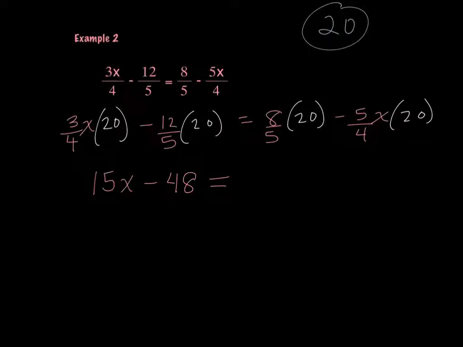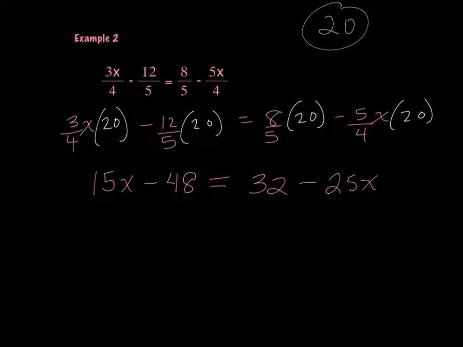Next, on the right-hand side, we take 20, divide it by 5, that's 4. And then we take 4 and multiply it by 8. That gives us 32. And then on the last one, 20 divided by 4 is 5. 5 times 5 is 25. So we get minus 25x.